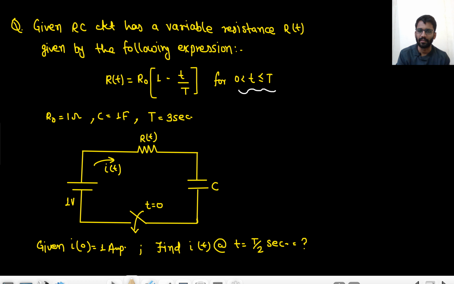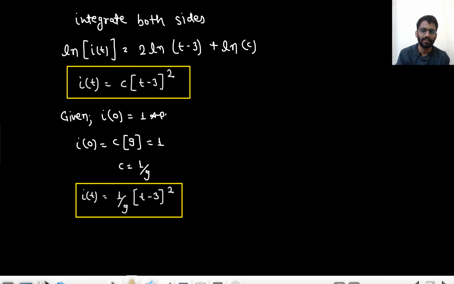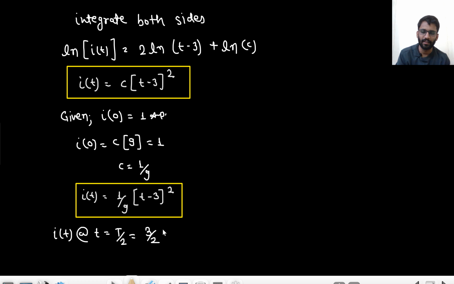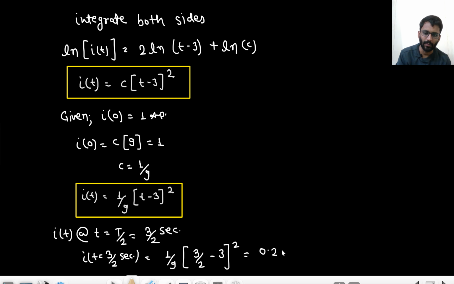Now they are asking something, I guess. Find the value at t equals T by 2 seconds. T by 2 is 3 by 2. I at t equals T by 2 second, that means 3 by 2, because capital T is 3 second. Here it is given capital T is 3 second. So they are asking at t equals 3 by 2 seconds. So I at t equals 3 by 2 second would be 1 by 9 into 3 by 2 minus 3 whole square. So it would be 9 by 4 by 9, that means 0.25 ampere. This would be your final answer.